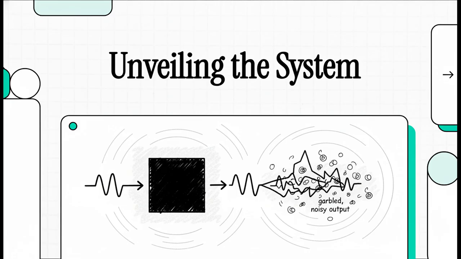Now let me ask you something. Have you ever tried to understand a system when its true nature is completely hidden? I want you to picture a black box. You know what goes in, and you can measure what comes out, but that output signal is all messy and garbled, totally corrupted by random noise. So how in the world can we figure out what's actually happening inside that box? Well, that's the exact mystery we're going to solve today.